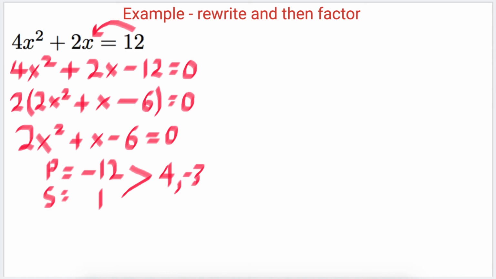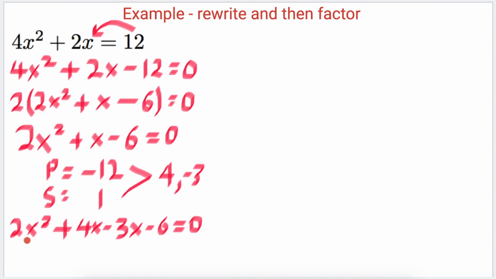Let's see if those two numbers are going to work. 4 times negative 3 is negative 12. 4 plus negative 3 is going to be positive 1. So we're going to use these two numbers to rewrite our quadratic expression. So it's going to be 2x² + 4x - 3x - 6 = 0. And then we're going to factor in pairs.